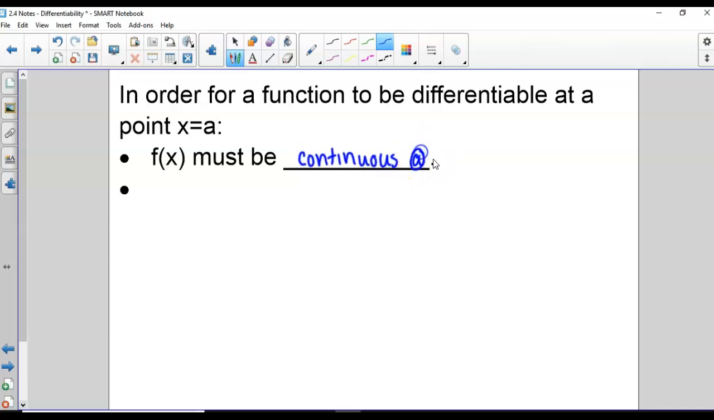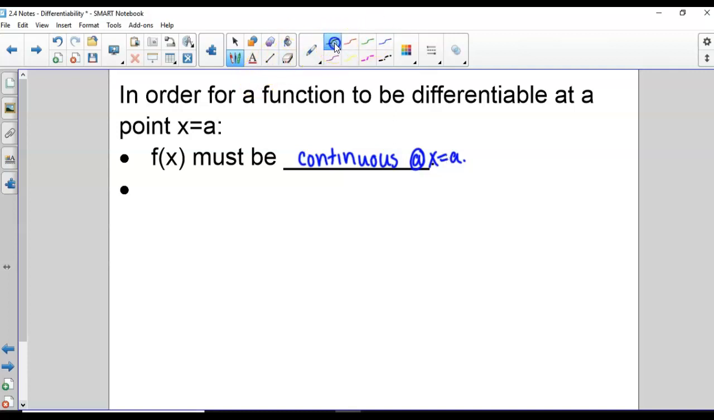I guess at x equals a. Okay, good. So f of x has to be continuous at that point first. That's what you've got to check first. And then your derivative has to be the same on the left side and the right side. So your slope has to be the same on the left side and the right side.